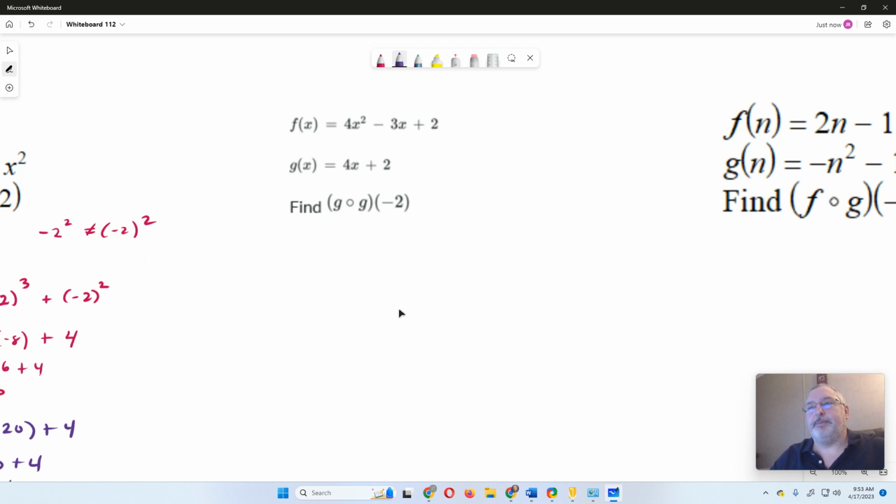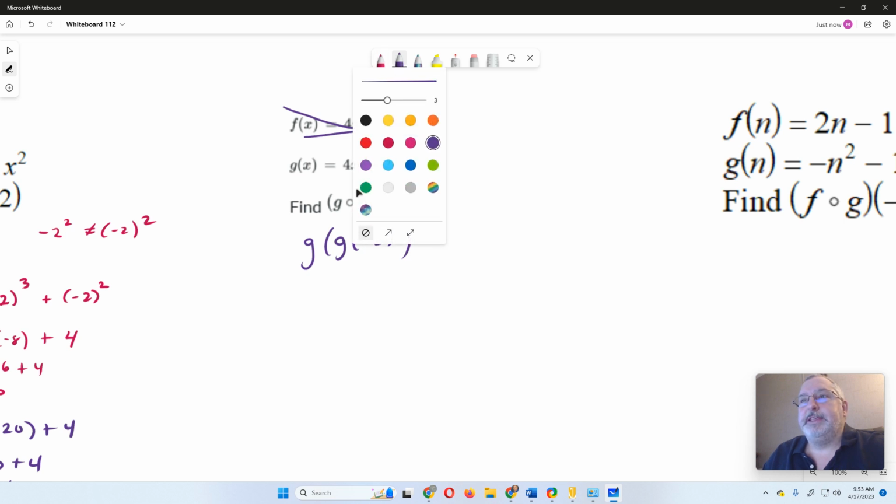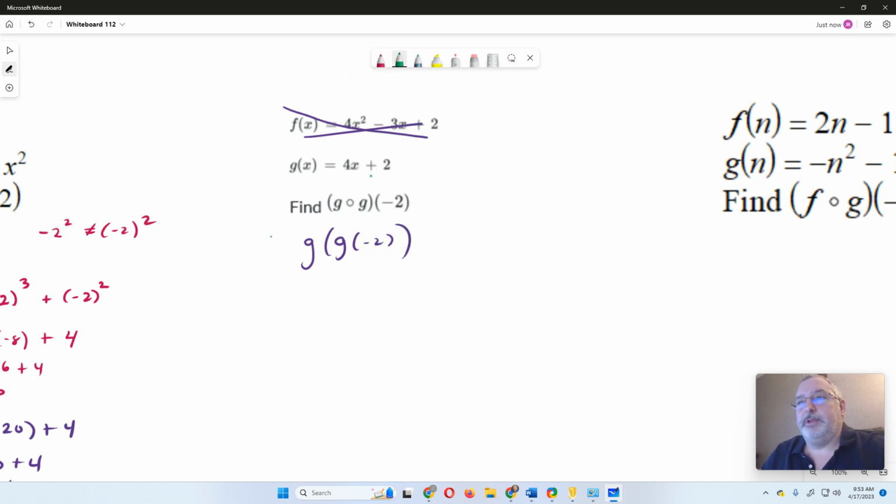In the next example, people get confused about this because they want to use both functions. Well, don't. Just use what you're asked to use. Here you're asked to use g of g. So we're doing g of g of -2. So we're going to evaluate g when g has been evaluated at -2. That's basically how this reads. So we don't even need that. That's just extra information that you don't need and don't use. So start off with g of -2. And here's the g function.